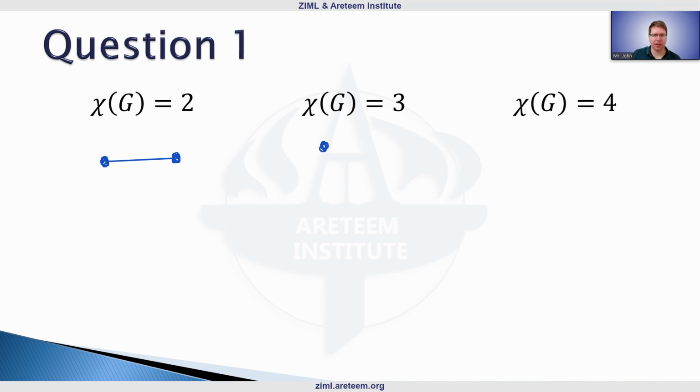Now, what about this next one, right? Minimum number again. Well, if we need three colors, we're going to need three vertices.